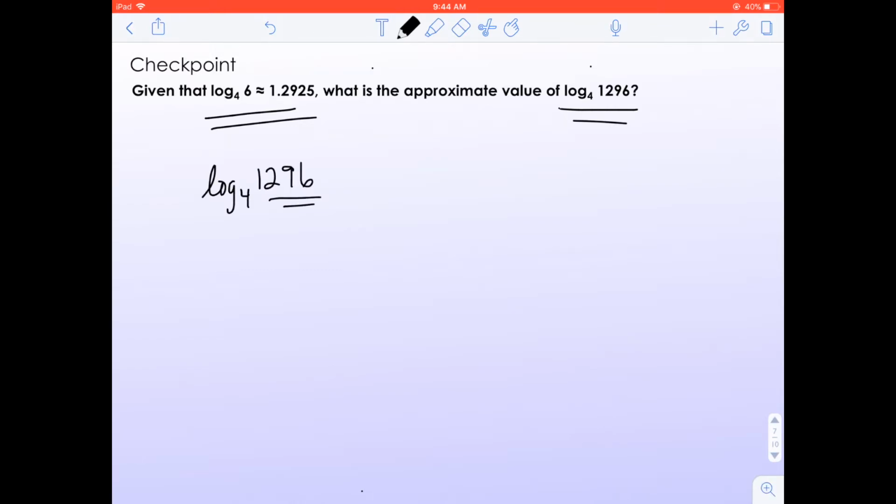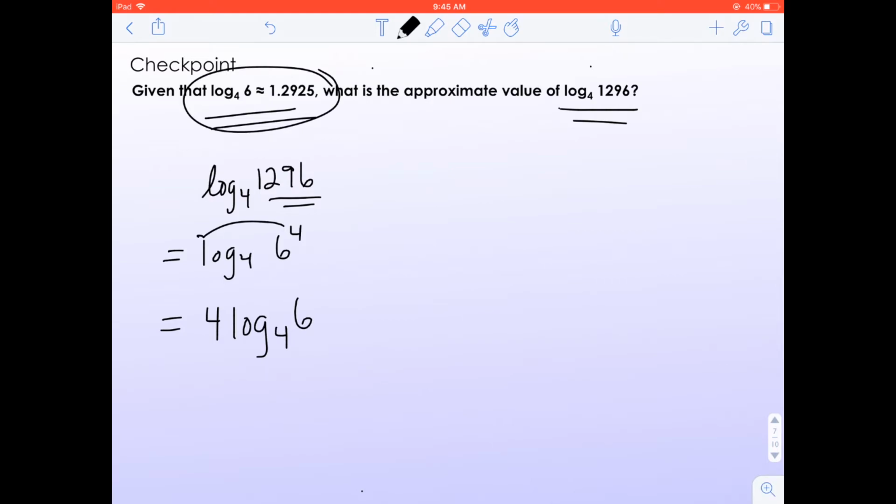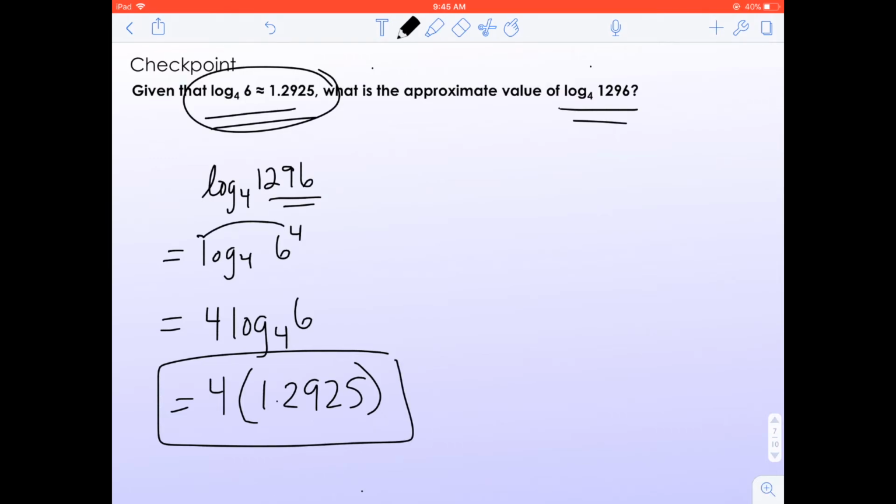We've got to figure out how we can rewrite 1296 as 6 raised to some power. Well, I use my calculator. I figure out that 1296 is the same thing as 6 to the 4th. Okay, now I can bring that 4 out front. So I get 4 times log base 4 of 6. We know log base 4 of 6 is about 1.2925. So that gives us 4 times 1.2925. If you have your calculator, you can evaluate that.